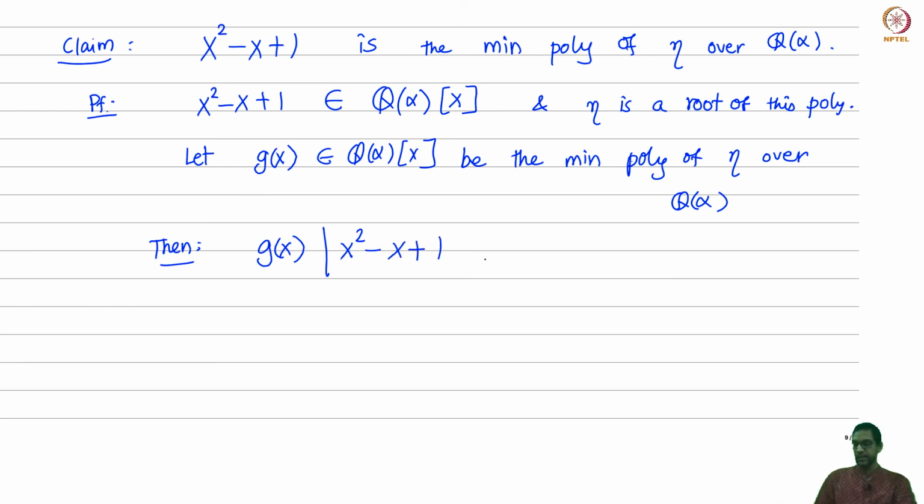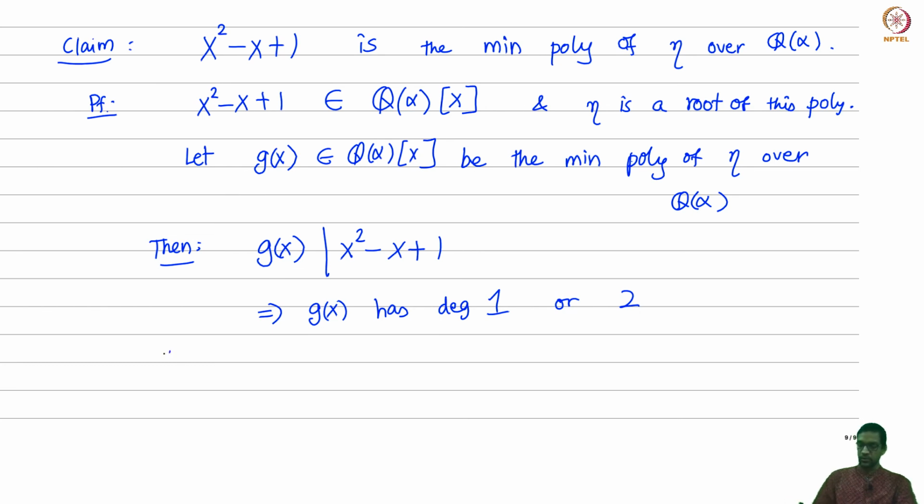Well, what does that mean? There aren't too many possibilities. This means that either g(x) has degree 1 or g(x) has degree 2. There are only these two possibilities. If g(x) has degree 2, then it's just the same as this polynomial x square minus x plus 1. So that's more or less all we have to show, that g(x) can't be of degree 1.